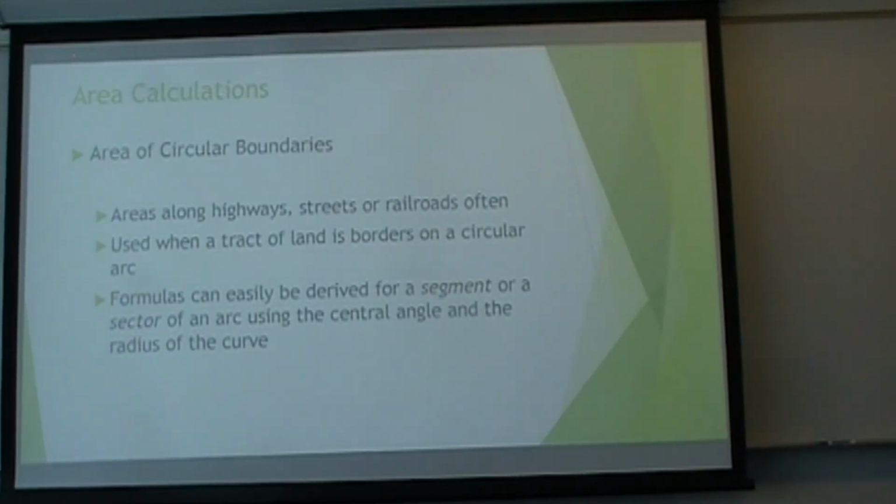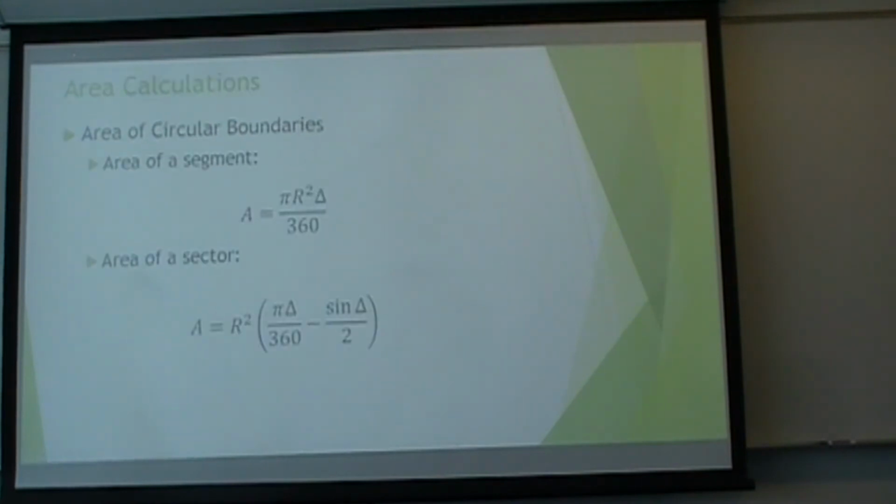Formulas can be derived for either what's called a segment or a sector of an arc using the central angle and the radius. Those are the two key things you're going to be given. A segment is kind of like a slice of pie, if you will. A circle's area is pi r squared. For a full circle, that would be 360 divided by 360 times pi r squared. But a delta is a percentage of that. So if you had a 30 degree slice, it would be 30 divided by 360 times that. It's just giving you a percentage.